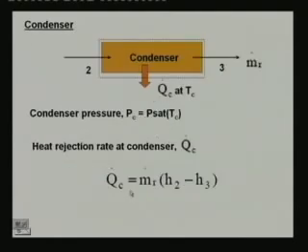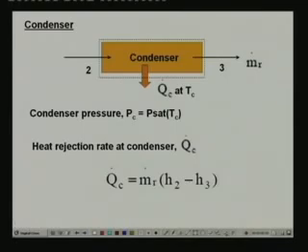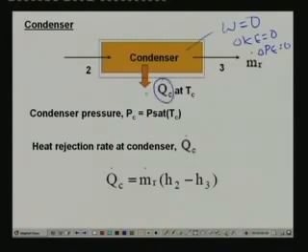Similar to the evaporator, you can also take a control volume across the condenser. Again there is no work transfer here, W is 0, and delta KE and delta PE are negligible, both are 0. Q dot C is the heat rejection rate from the condenser, and heat rejection is taking place at a condensing temperature of Tc. The condenser pressure Pc is nothing but the saturation pressure Psat corresponding to this temperature Tc.